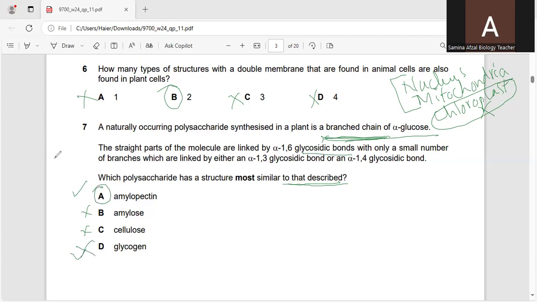Amylopectin and amylose are the two different types of structure which are part of the starch molecule. Amylopectin is the branched structure which has 1,6 glycosidic bonds as well as alpha 1,4 glycosidic bonds. Glycogen is a little bit similar to amylopectin, but it is more branched in comparison to amylopectin. So A is its correct option.